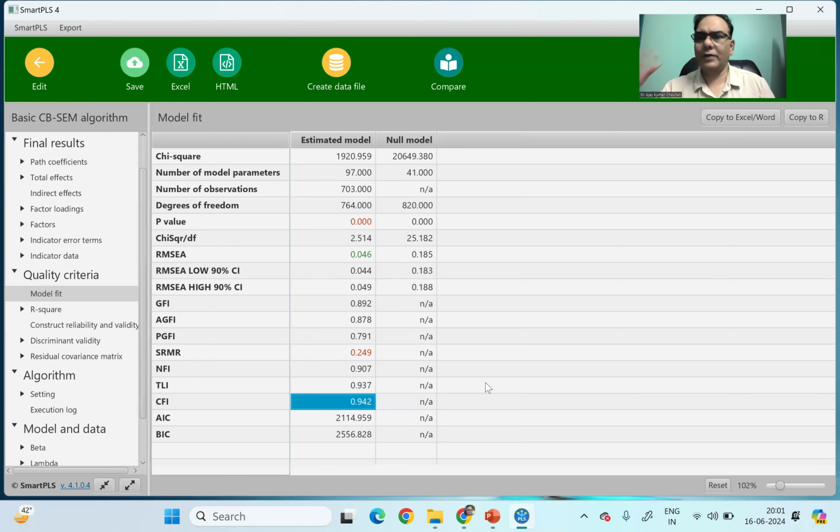So this is the way we run CB-SEM model and PLS-SEM model for hypothesis testing. So the complete procedure of hypothesis testing we have completed today. And in the next session, we will go for quality criteria like F square, R square, Q square. So all the quality criteria we will do in next session. So now I am closing the session and come for the discussion. Give me a minute.